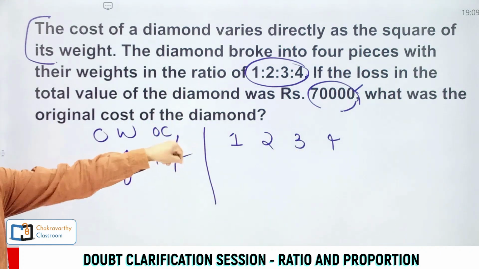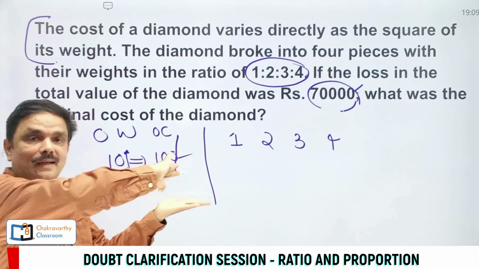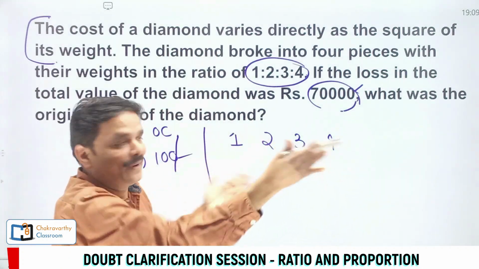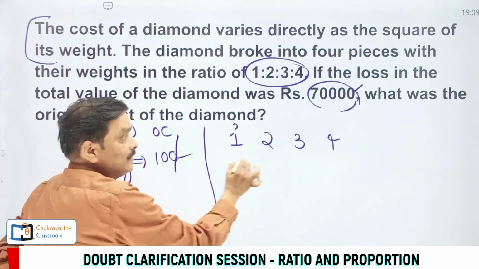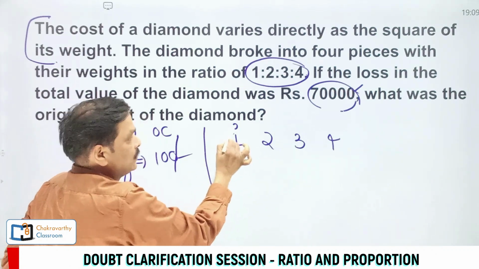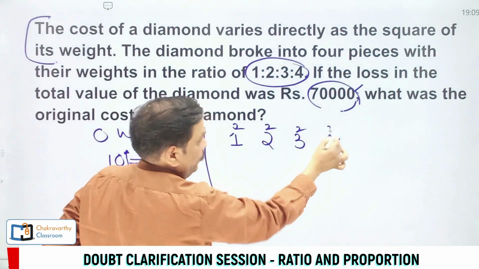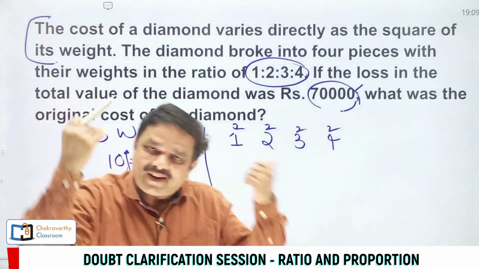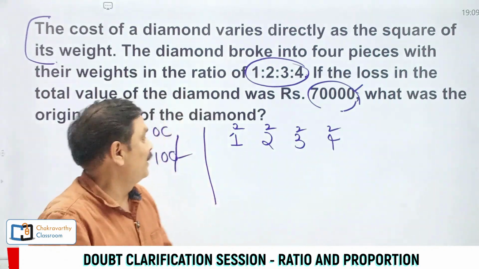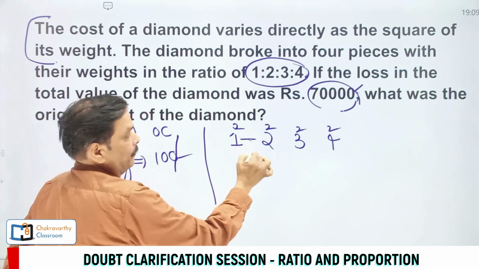Now, what is the cost of those pieces? Cost is the square of the weight. All right. So now the weights are in grams, and the cost is 1 square, 2 square, 3 square, 4 square. You need not even write anything on the paper, isn't it? Now here, what is the total cost of the pieces?